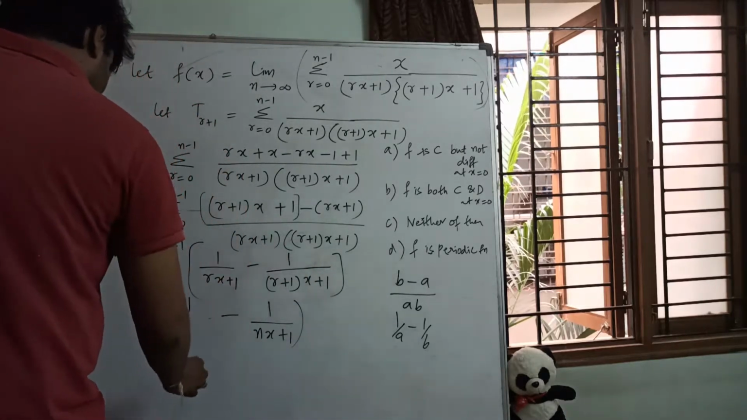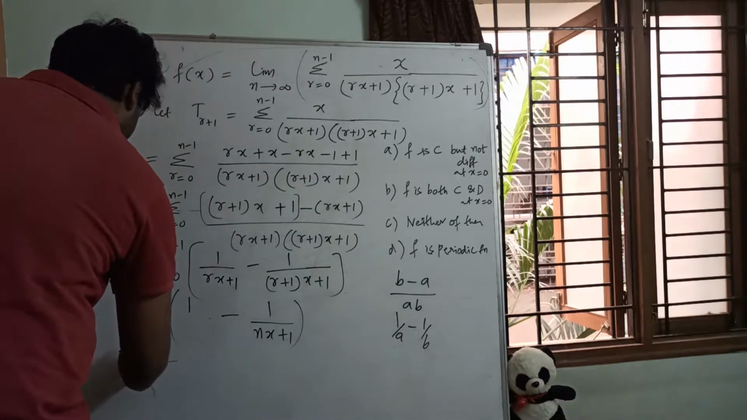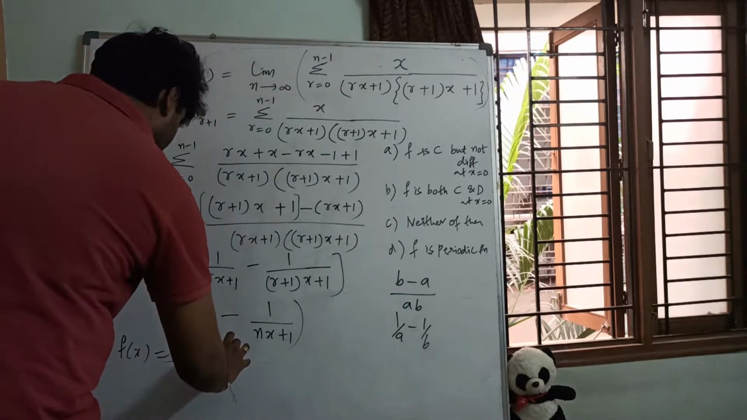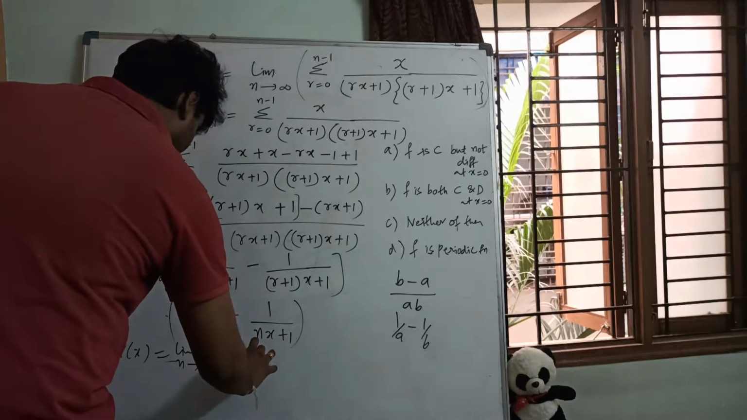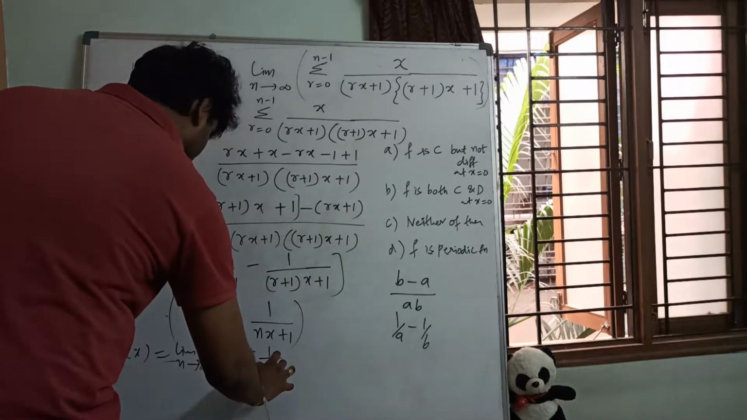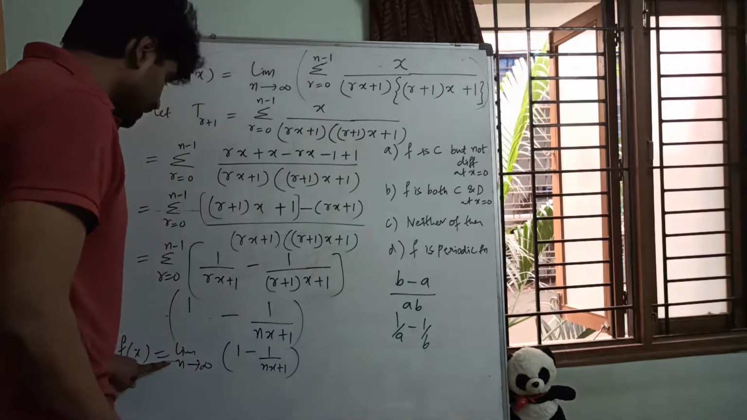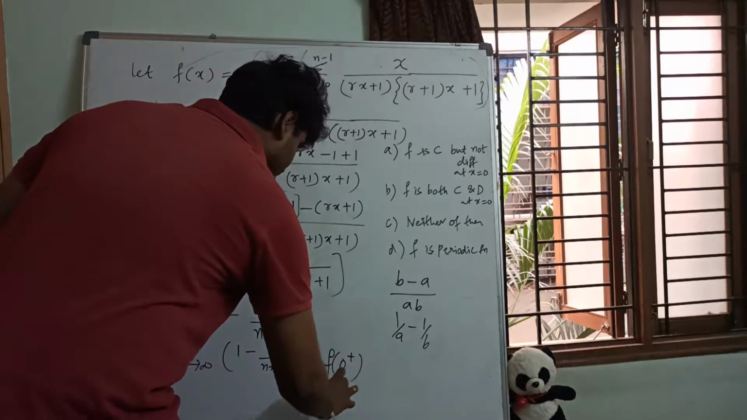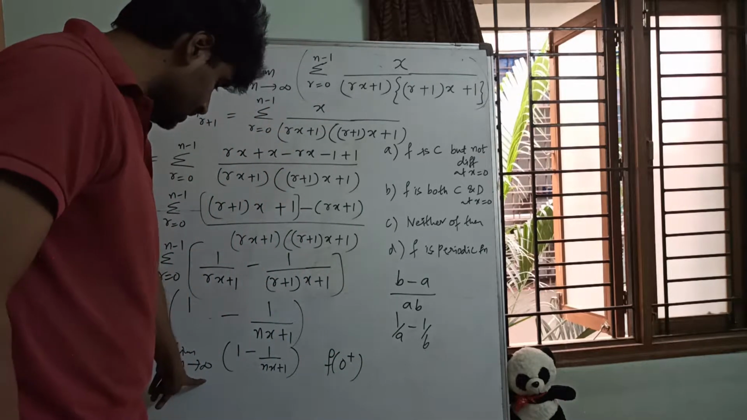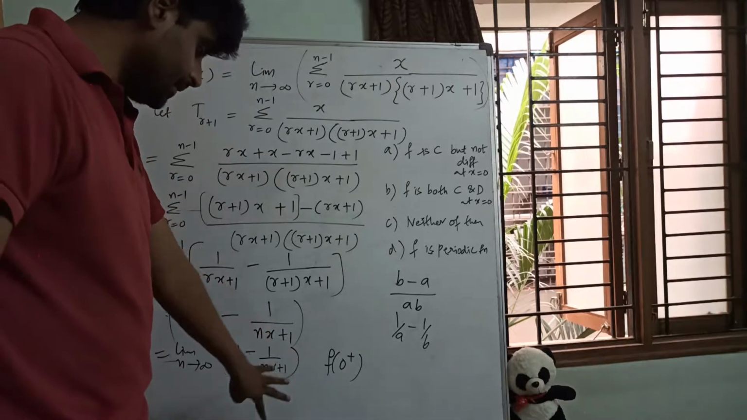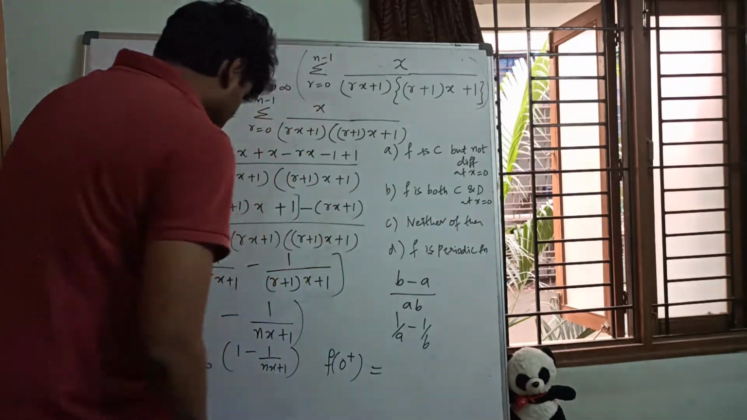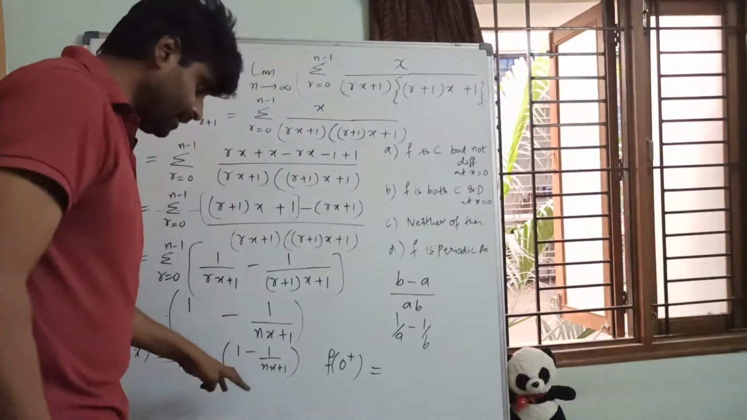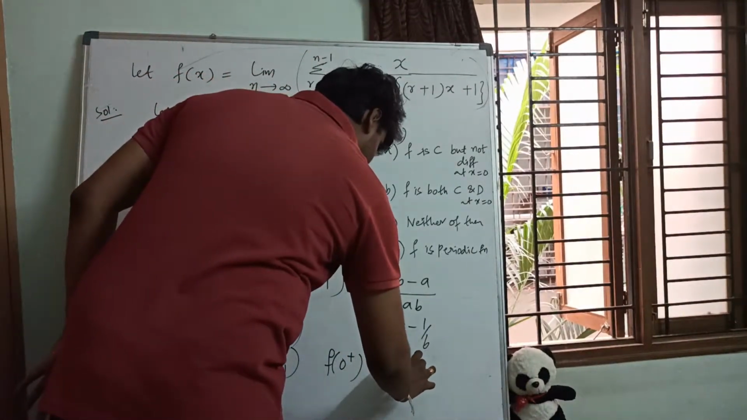Now let us apply the limit for that. F of x equals limit n tends to infinity of 1 minus 1 by nx plus 1. That means what can you find here? We can find RHL only, means f of 0 plus only we can find, because n tends to infinity means it is the positive side. What is f of 0 plus? Whenever n tends to infinity, something by n goes to 0. This term will become 0. 1 minus 0, so 1.